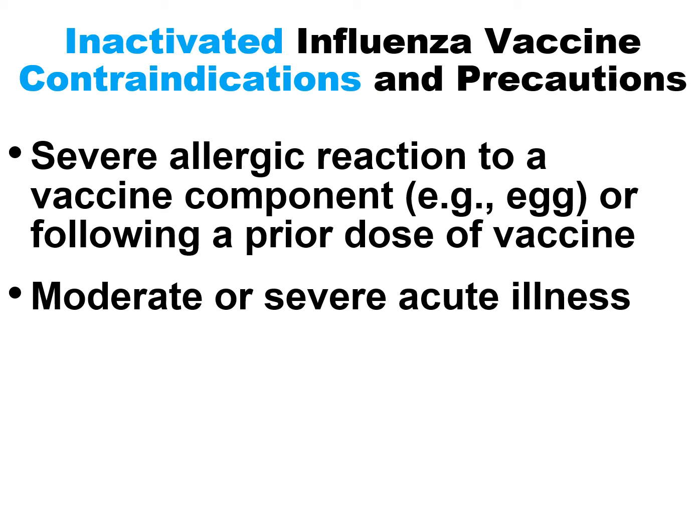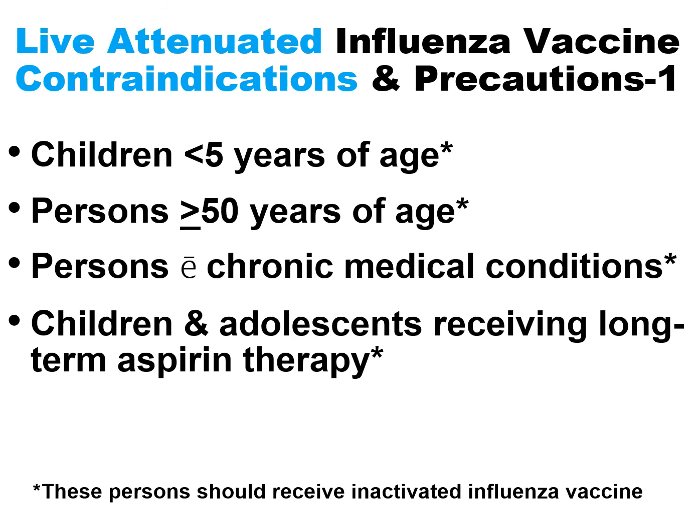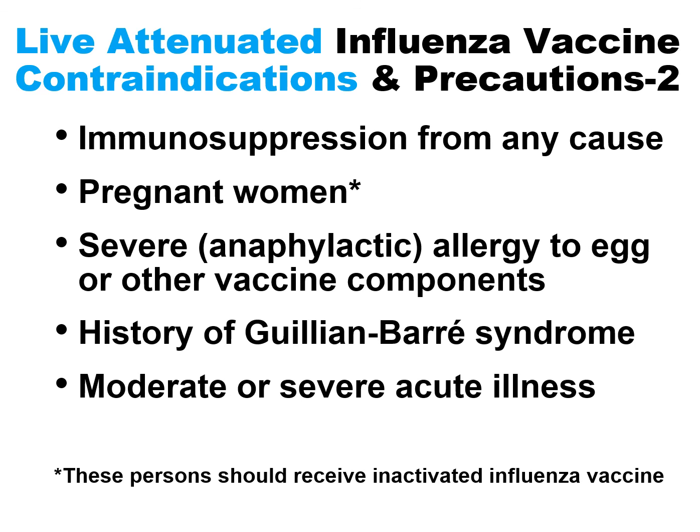Inactivated influenza vaccine contraindications: severe allergic reaction to a vaccine or vaccine component, moderate or severe acute illness. Live attenuated influenza vaccine contraindications: children under 5 years of age, persons more than 50 years of age, persons with chronic medical conditions, children and adolescents receiving long-term aspirin therapy. Live attenuated influenza vaccine contraindications and precautions: immunosuppression from any cause, pregnant women, severe anaphylactic allergy, history of Guillain-Barré syndrome, moderate or severe acute illness.